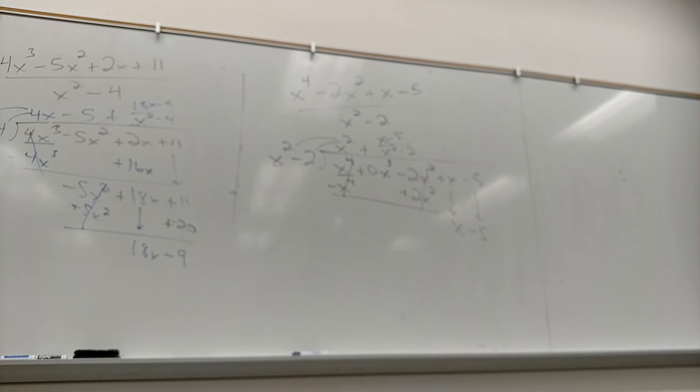So this is just one little peek into what you could do more with. I could synthetically divide this by 2, and then synthetically divide the remainder by negative 2. And that would effectively be doing this, because isn't this x plus 2 and x minus 2? So if I divide by both, then I will have divided by this thing.